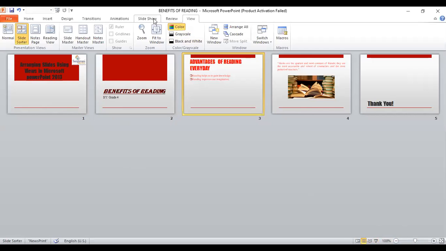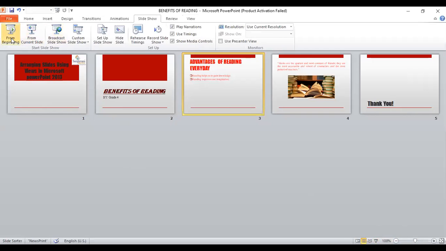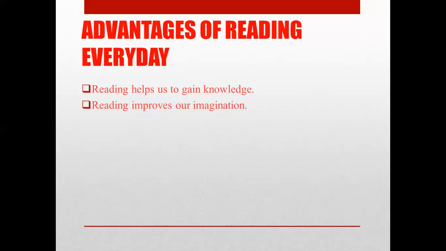We have to go to the Slideshow tab. If you want to start from the beginning of the slides, you have to click on From Beginning. And if you want to start from the current slide, you have to click on From Current Slide. So I will start the slideshow from the current slide. Now, the slideshow view is used to play the slides when you want to show your presentation to an audience. Check the effects that you have applied on the text and other objects on the slide.